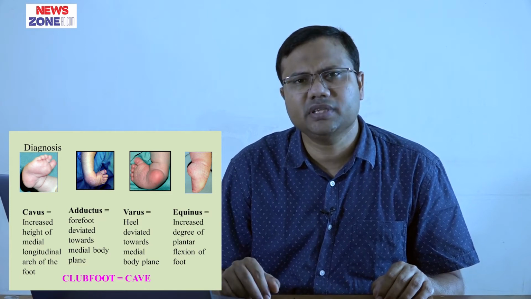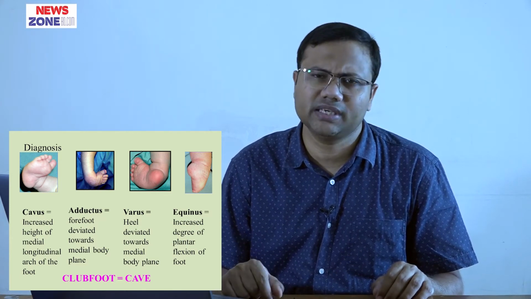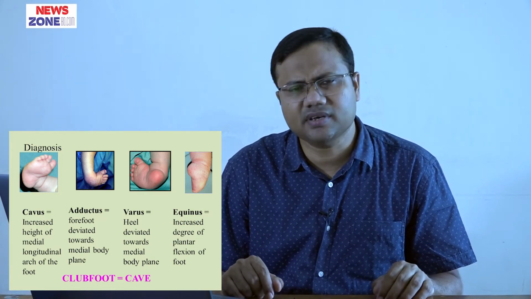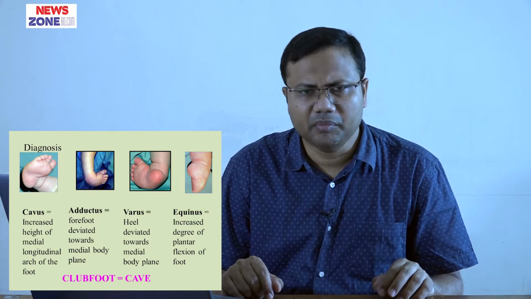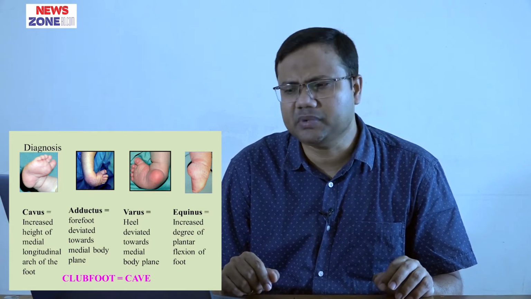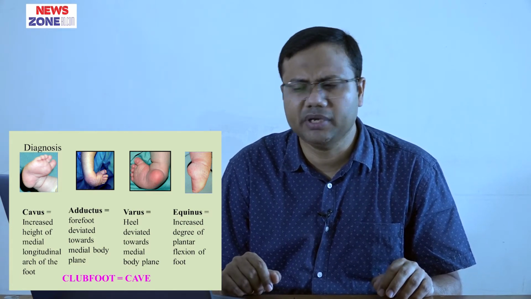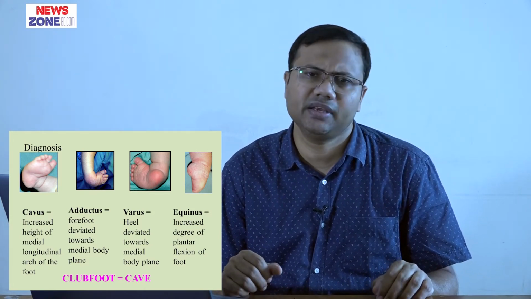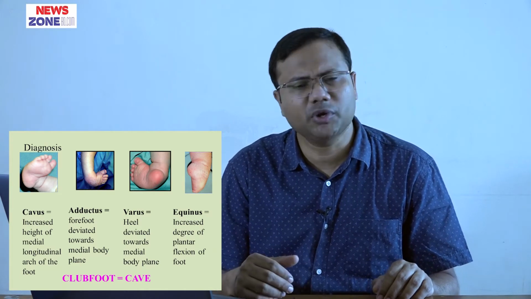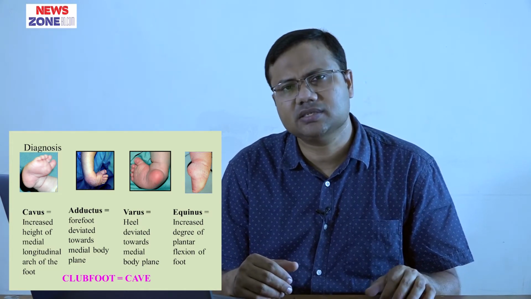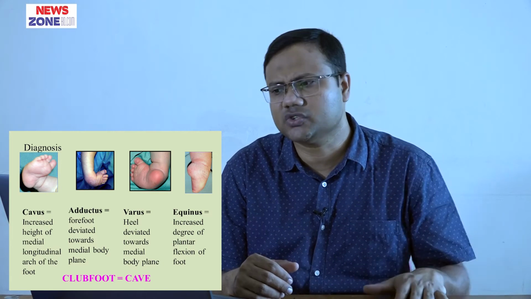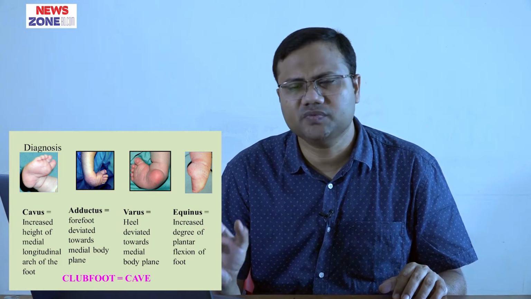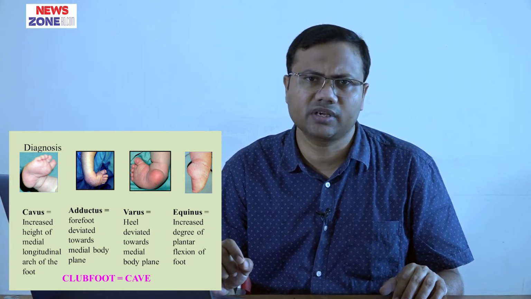If you want to remember this, we can remember one word, that is CAVE. CAVE means cavus of the midfoot, adductus, that means the forefoot deviates towards the medial body plane, heel varus, that means the heel is deviated towards the medial body plane, and ankle equinus, that means increased plantar flexion of the foot. To remember these foot deformities, we can remember this word CAVE.